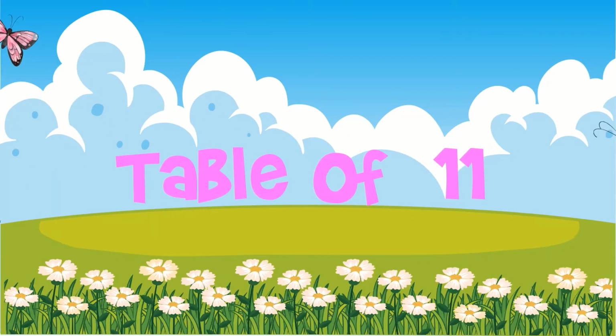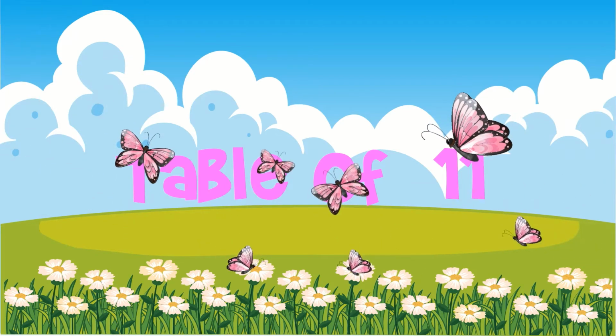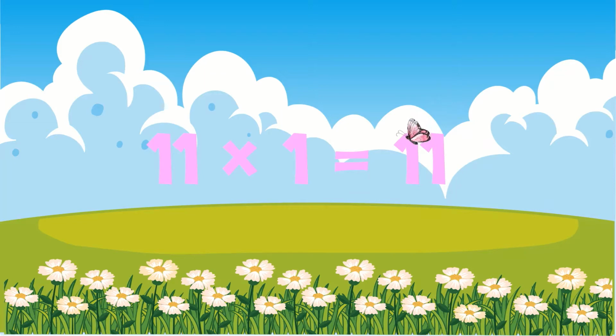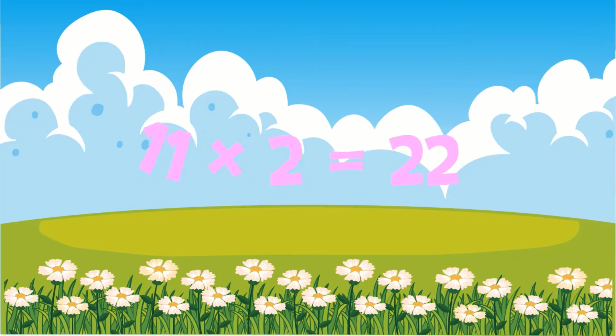Hey kids, today we will learn table of 11. So let's get started. 11 ones are 11. 11 twos are 22. 11 threes are 33. 11 fours are 44. 11 fives are 55.